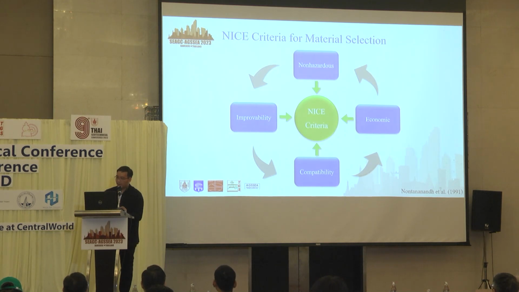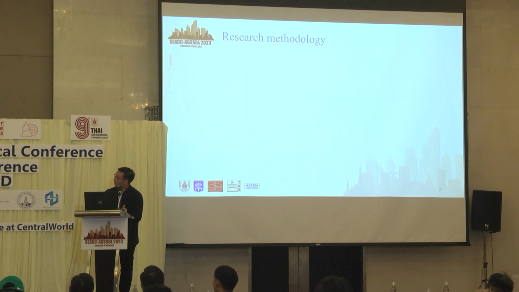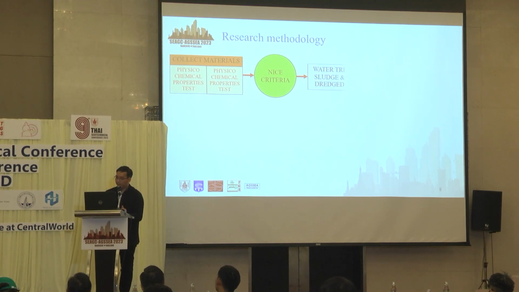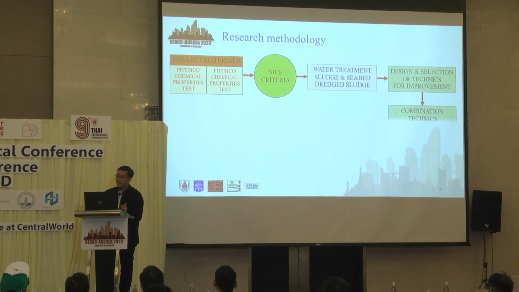Before going on, I will explain the NICE criteria that was presented by Nontananan et al. in 1991. This criteria is a guideline for selecting suitable material. N is non-hazardous, I is improvability, C is compatibility or consistency, and E stands for economic. After selecting a suitable material based on its physical and chemical properties that pass the NICE criteria, we design and select the method to improve their qualities.